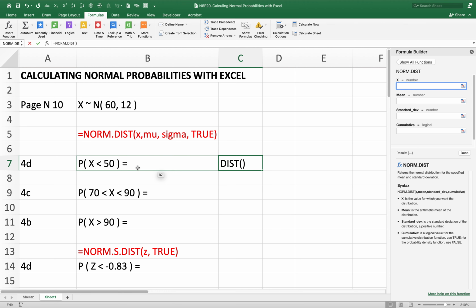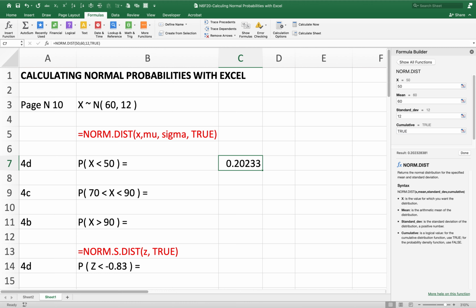So over on the right hand side, I'm going to type 50. Then I'll drop down to the next box and put in the mean, which is 60, and then the standard deviation is 12. The last one is cumulative, and it's true or false. For a normal distribution, we'll always use true. The only time that we're using false is when we're using the binom.dist function in this course. But here we're going to put in true.